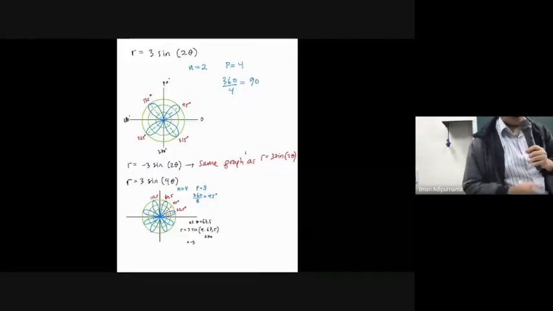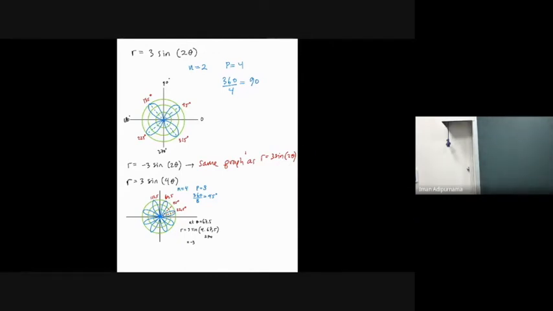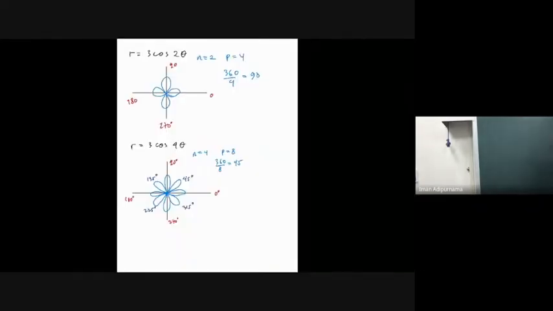And for the even number, if you have sine, the first pattern is like an x. And for cosine, you will have like a plus. That's just some additional notes. But if you are confused and don't remember all the patterns, what you need to do is define the angle, and you get the angle between all the curves, all the petals, is 90.